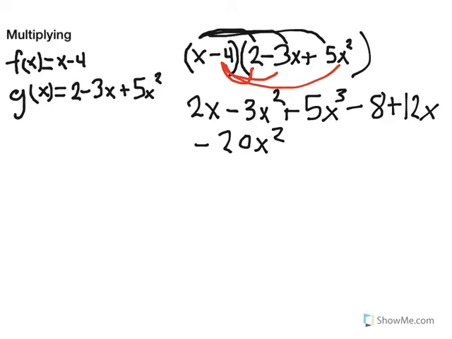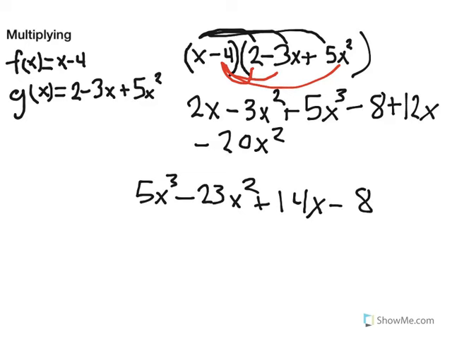So we got 5x cubed minus 23x squared and 14x minus 8. Alright, that's it.